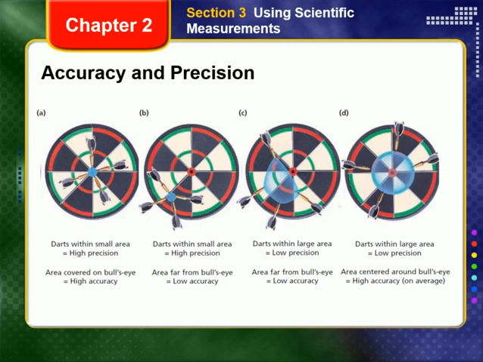In Part B, the set of results is inaccurate but precise, because the darts are far from the bullseye but close to each other. In Part C, the set of results is both inaccurate and imprecise, because the darts are far from the bullseye and far from each other. Notice also that the darts are not evenly distributed around the bullseye, so the set, even considered on average, is inaccurate. In Part D, the set on average is accurate compared to the third case, but it is imprecise. That is because the darts are distributed evenly around the bullseye, but are far from each other.